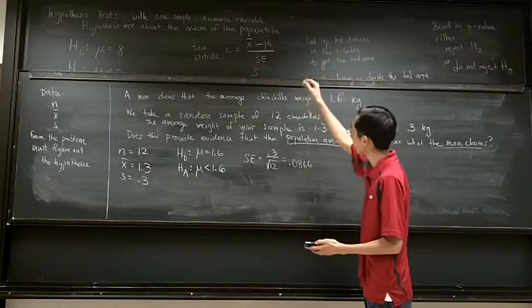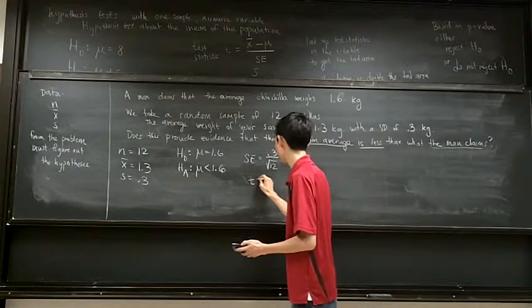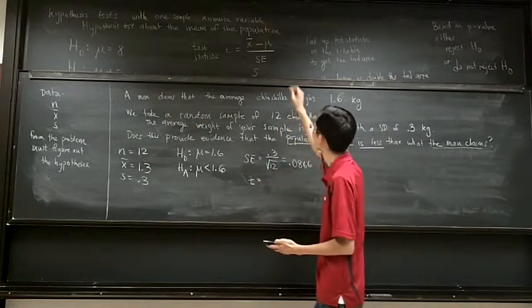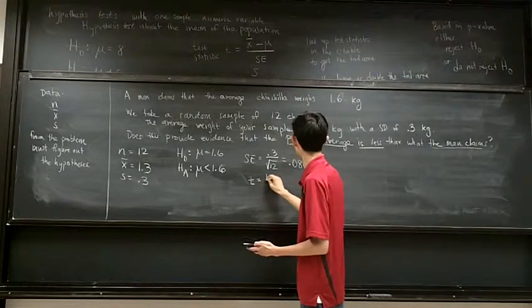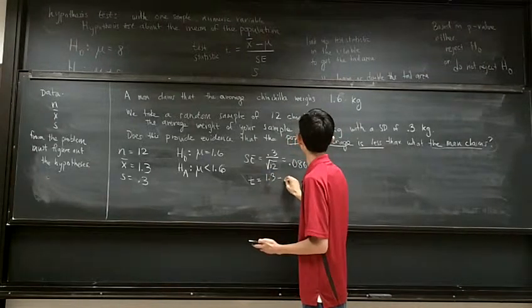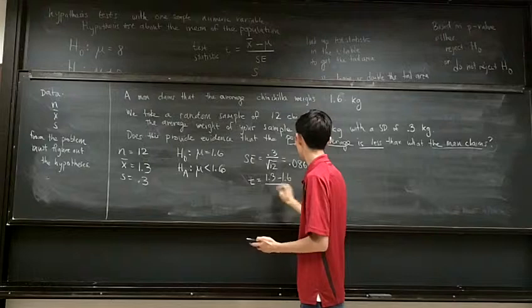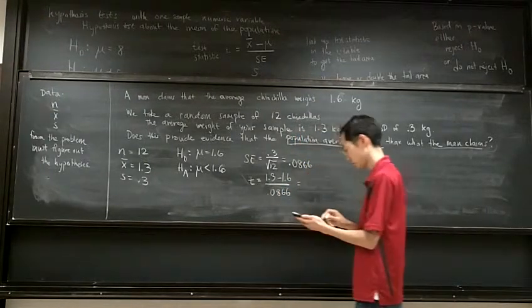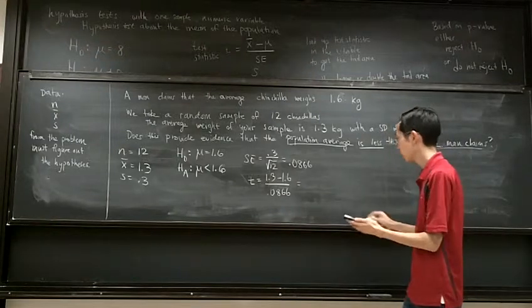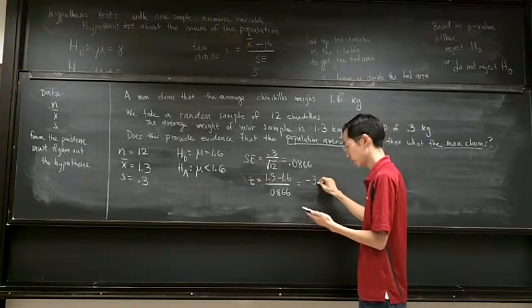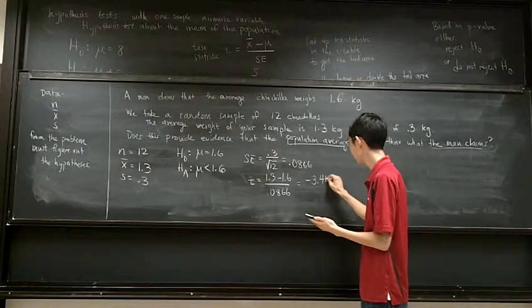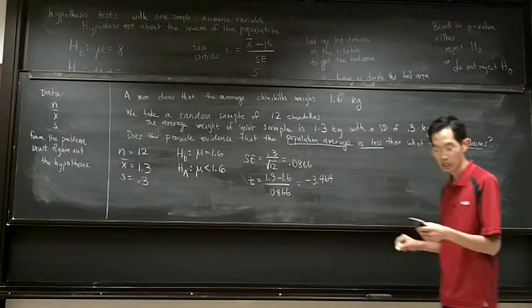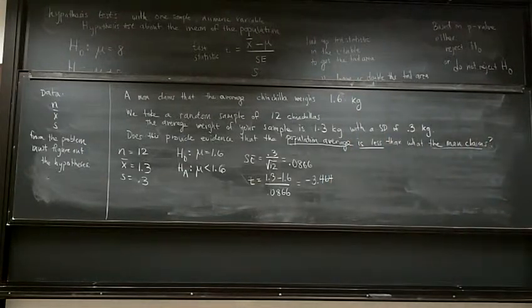Okay, so now we figure out our test statistic. So t is going to be 1.3 minus 1.6, divided by 0.0866. So I get negative 3.464 or something like that. Now what do we do?